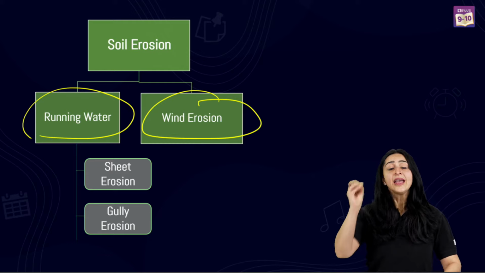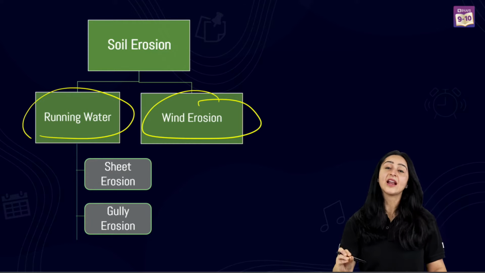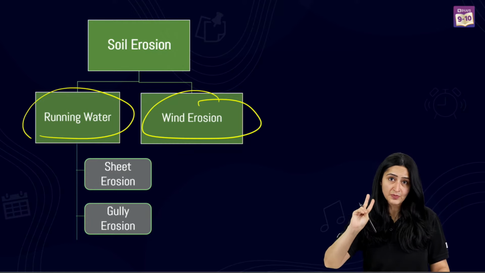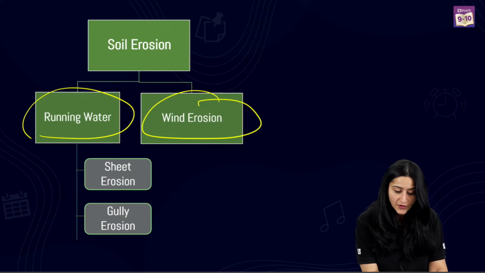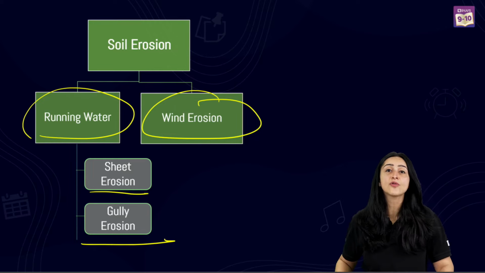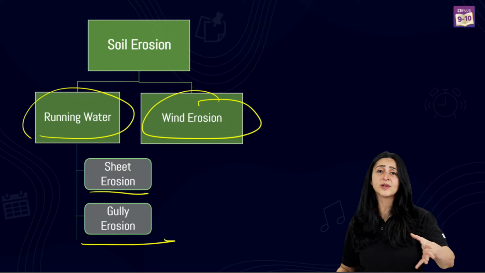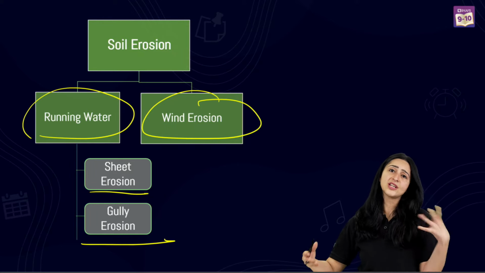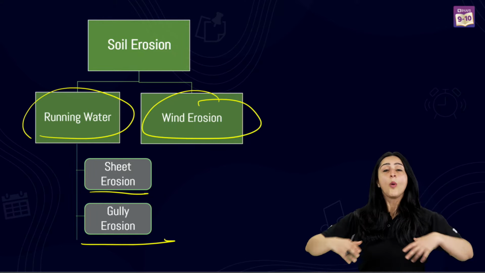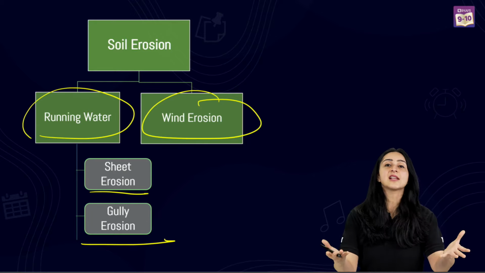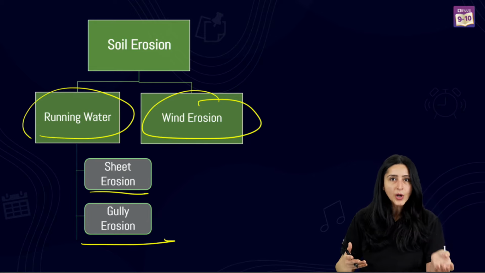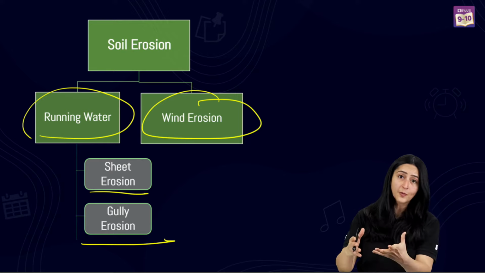Erosion. Right now, in terms of running water, there are two kinds of erosion broadly that happen because of running water, and these are sheet erosion and gully erosion. You may get a short question to ask you. Sheet erosion is a result of what? What is it a result of? As in, is it a result of running water? Is it a result of wind?